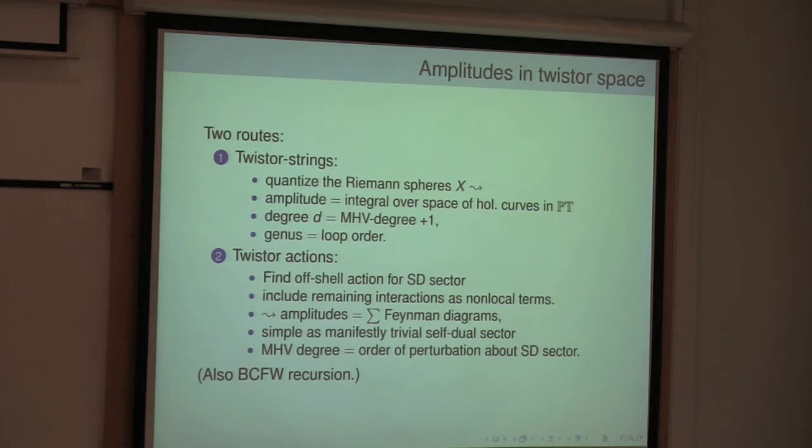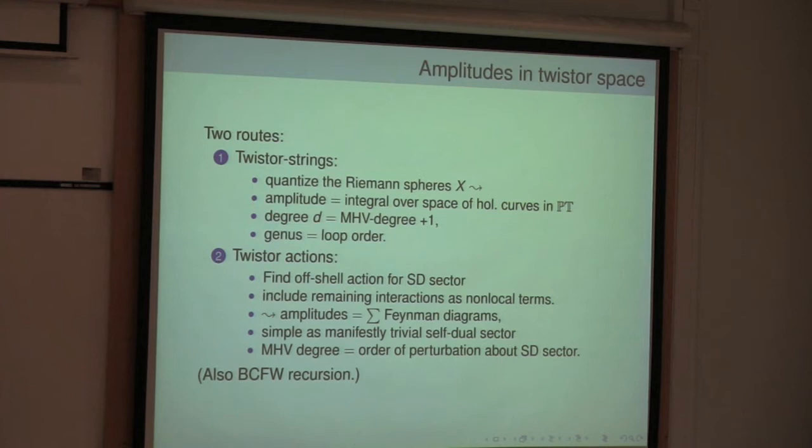So he quantized the Riemann spheres using standard methods of string theory, but then the amplitude should be thought of as a path integral over the space of all holomorphic curves in twistor space. And the staggering thing that he discovered was that, well, we only wanted degree one to get space-time back, but he found that at degree d he was getting amplitudes which would have MHV degree d minus one. So at d equals one, for lines, you get the MHV amplitude, which is the first perturbation around the self-dual sector. And the higher genus should also correspond to the loop order. It was rather boggling, really.